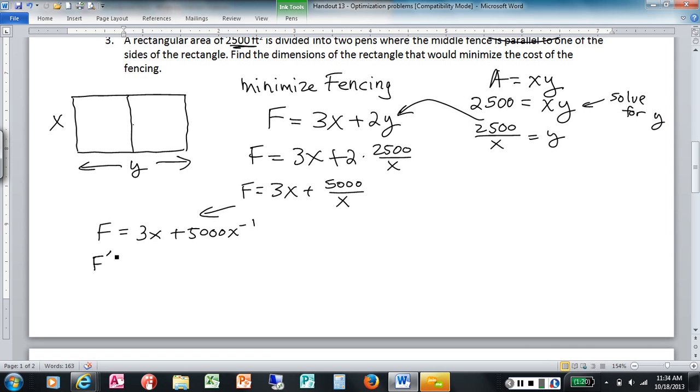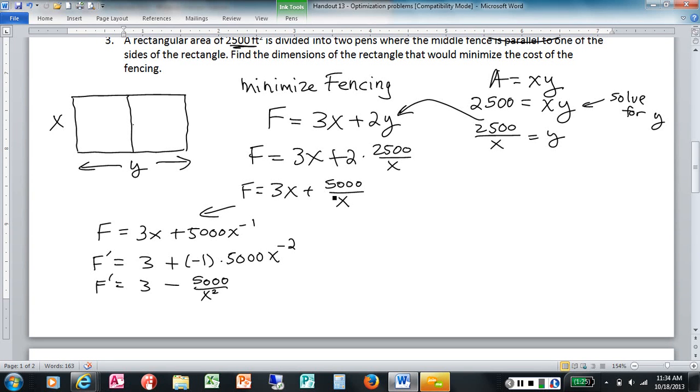All right, so let's see. Derivative equals 3 plus, well, actually bring down the minus 1, times 5,000, subtract 1 from the power. The derivative is 3 minus, let's just write it this way, 5,000 over x squared. One other note, of course, on this 5,000 over x, if you didn't change it to x to the minus 1, you could use a quotient rule on the 5,000 over x if you so choose, but this is what you should get: 3 minus 5,000 over x squared.